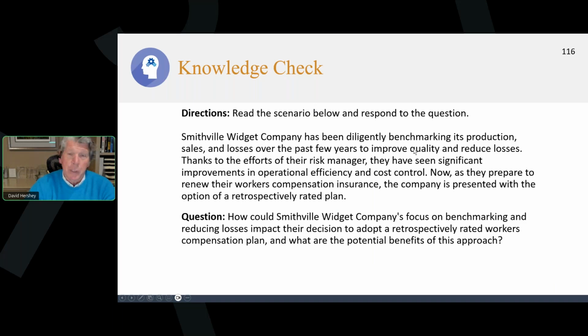So while that might be interesting, that doesn't really pertain to me per se. And reduce losses. Yeah, okay, good. Thanks to the efforts of their risk manager, they have seen significant improvements in operational efficiency and cost control. Okay. Now, as they prepare to renew their workers' comp, they're contemplating or being presented a retro plan.